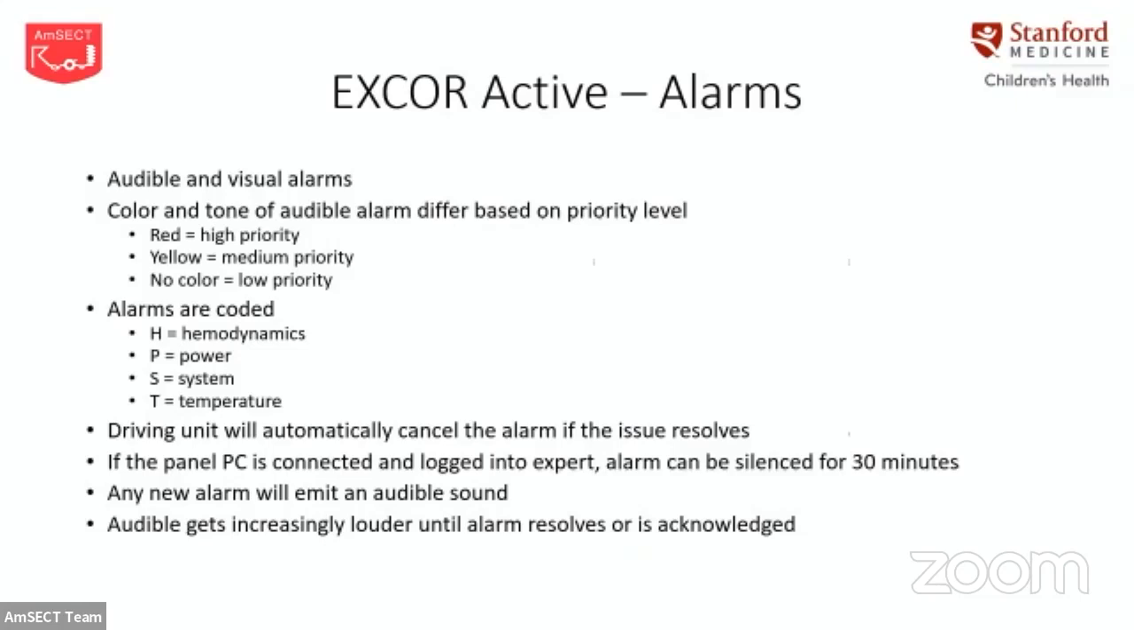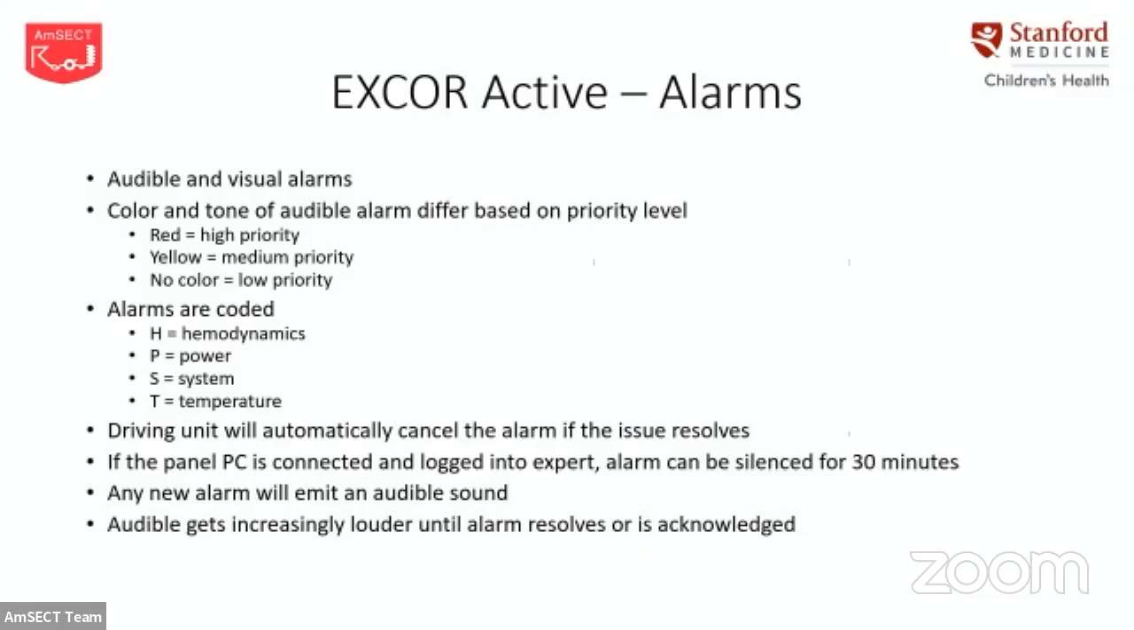The alarms are also now coded depending on what the alarm is. H would be hemodynamics, as far as pressure or flows. P is power, which is like a battery alarm. S is system, which is specifically for the driver if there's any kind of defect with the driver. And then T is a temperature alarm, which is either a high or a low temperature for the driver itself, the batteries, or the flow sensor.